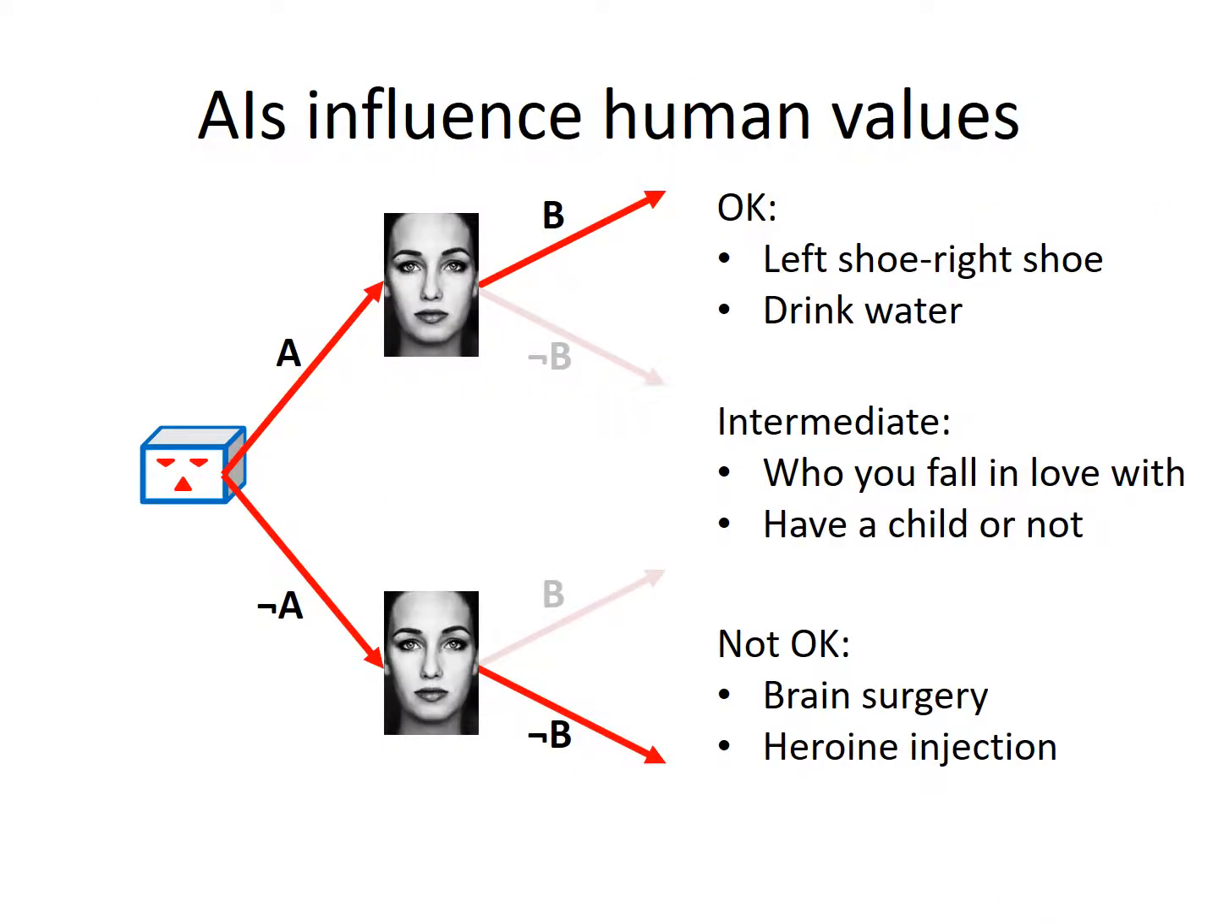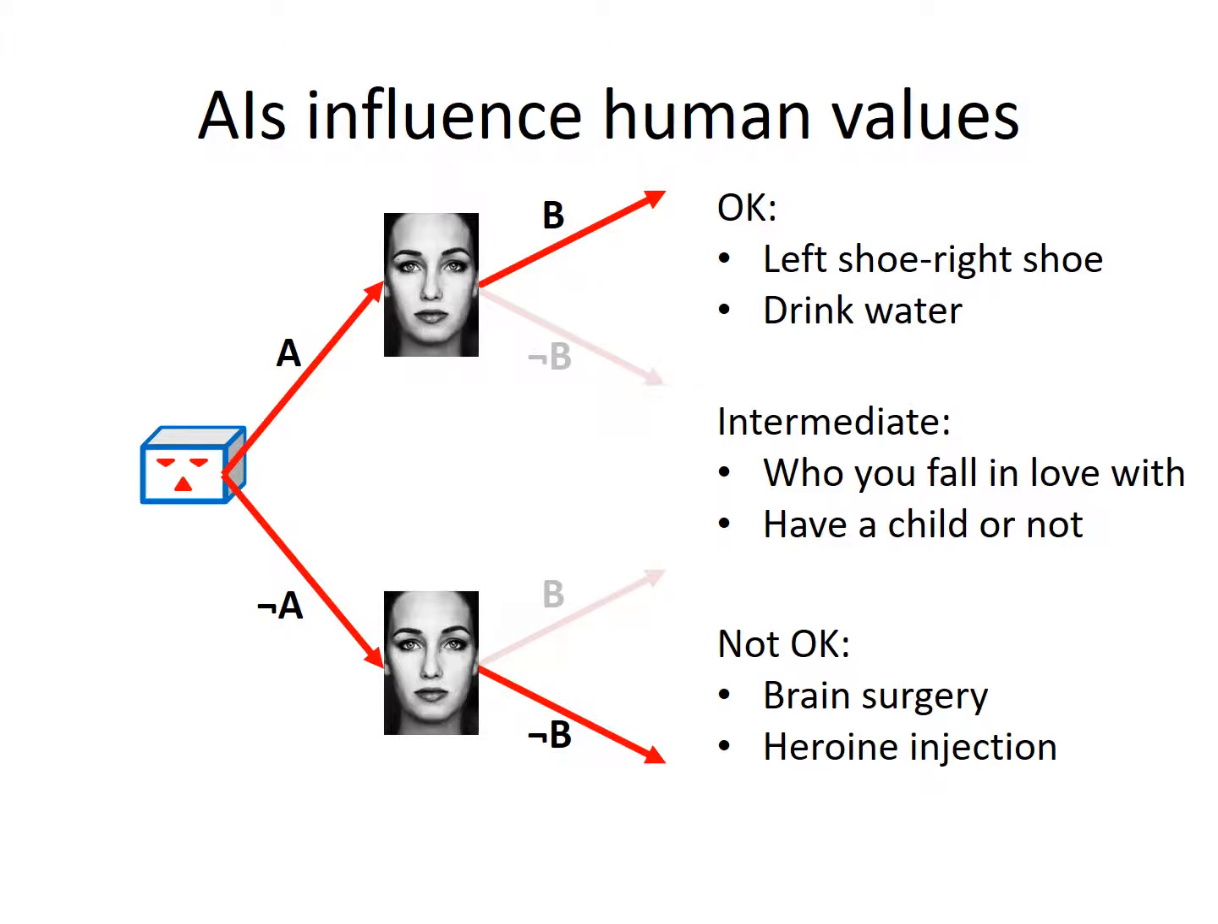Now let's have a look again at how the AIs influence human values. We have formally that sort of long-term versus short-term. What happens is that the AI takes action A, as a consequence, the human takes action B. Or the AI takes action not A, and as a consequence, the human does not take B, but instead takes not B. There are some situations in which this is perfectly fine. If the AI puts your left shoe on, you will then put your right shoe on, and vice versa. If the AI gives you a drink of water, you will then not go and pour yourself a drink, and again vice versa. In those cases, there's no preference change whatsoever, in a sense.